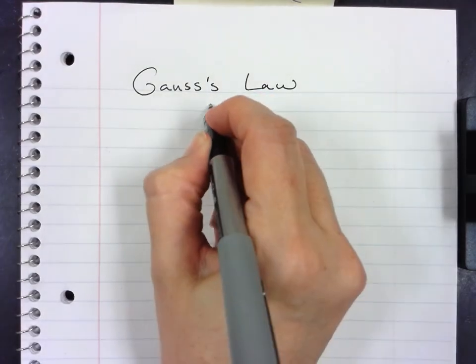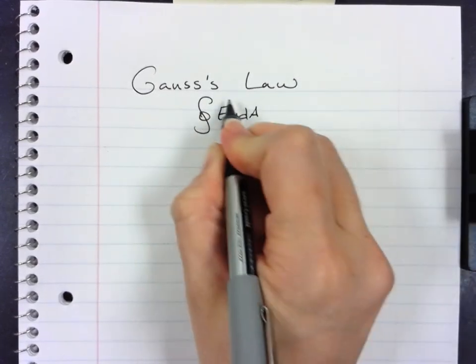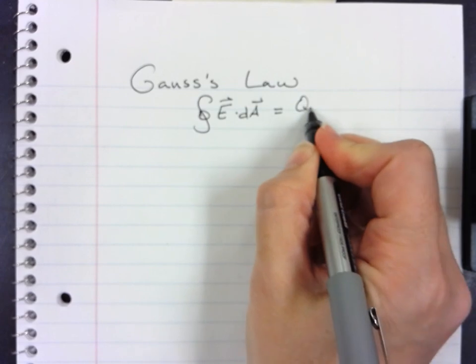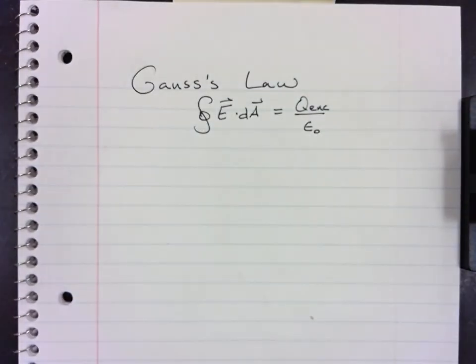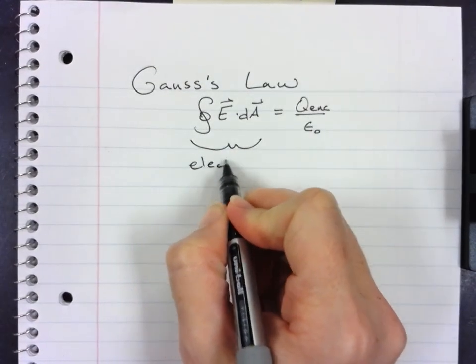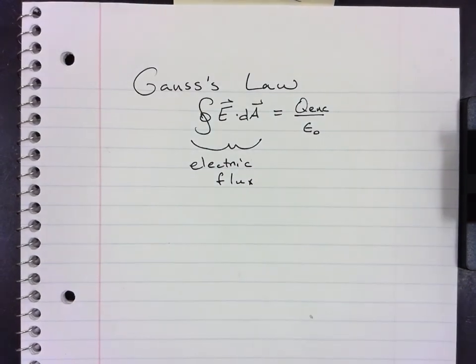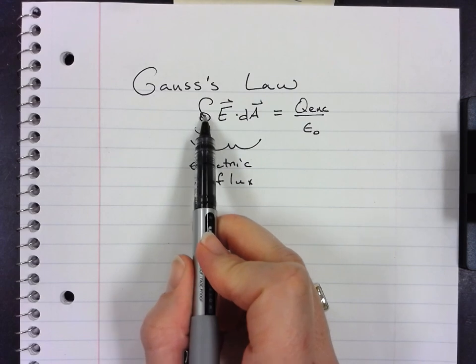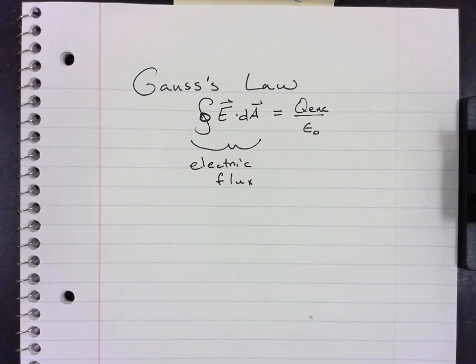So I'm going to write it. And then I'm going to explain each of the parts. But this left side is called the electric flux. We're eventually going to have a magnetic flux also. And you can see it's an integral. And also, the circle on here, that means it's a closed integral. You have to have a complete surface.